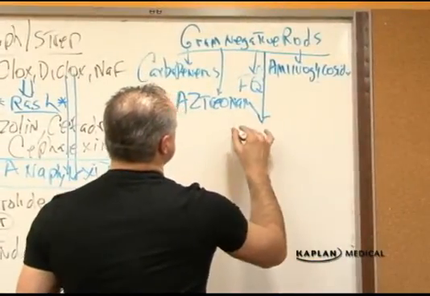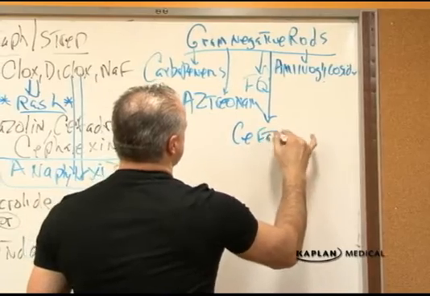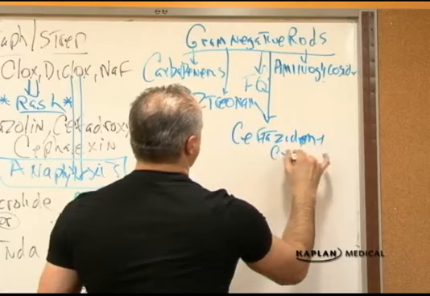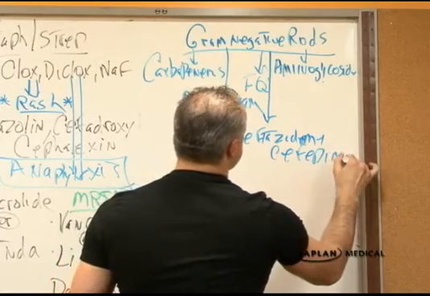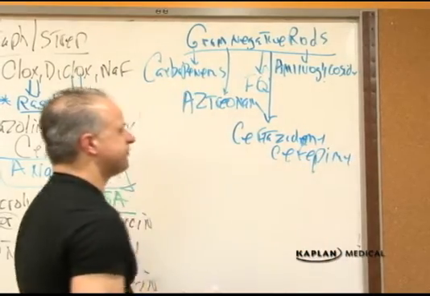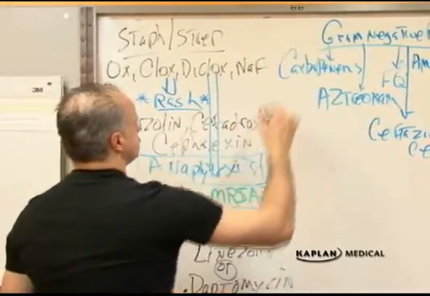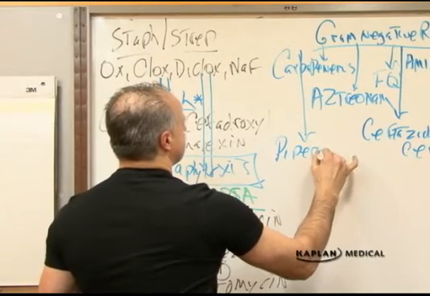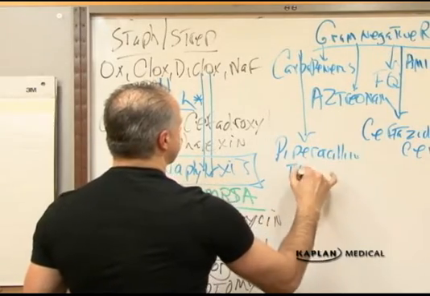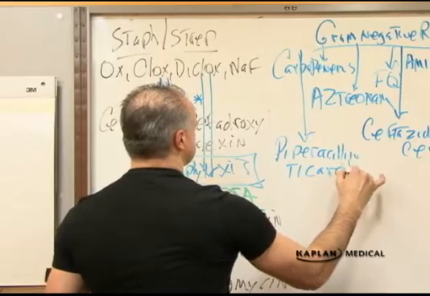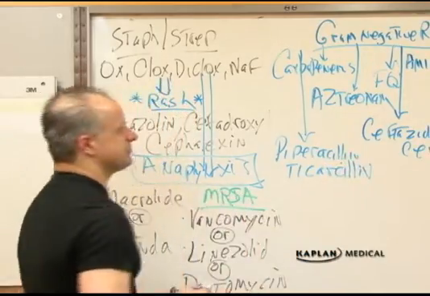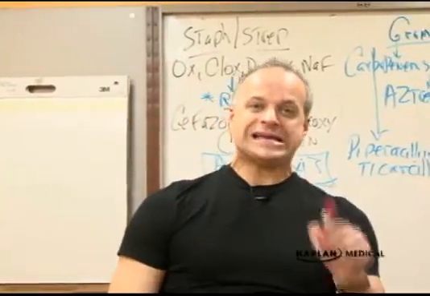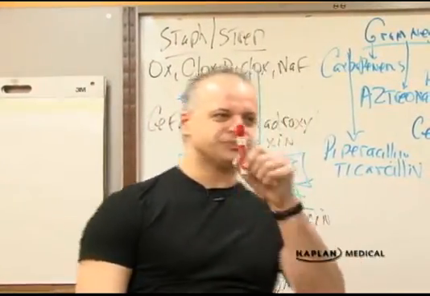You could also use 3rd and 4th generation cephalosporins like ceftazidime or cefepime. And finally, you could use drugs that are the anti-pseudomonal penicillins: piperacillin, ticarcillin, azlocillin, mezlocillin.